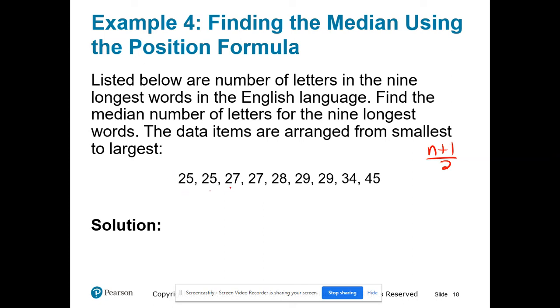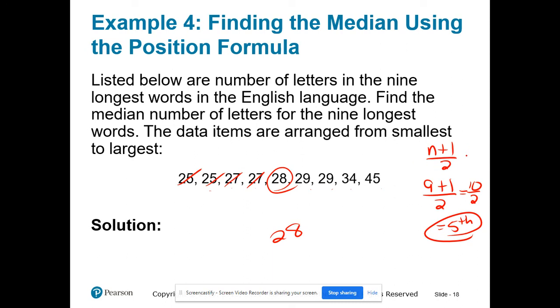So we've got 1, 2, 3, 4, 5, 6, 7, 8, 9. We've got 9. We're going to add 1, and divide that by 2. 9 plus 1 is 10, divided by 2 is 5. So my median is going to be the fifth number. 1, 2, 3, 4, fifth number, 28 is the median. That's how you would do that.